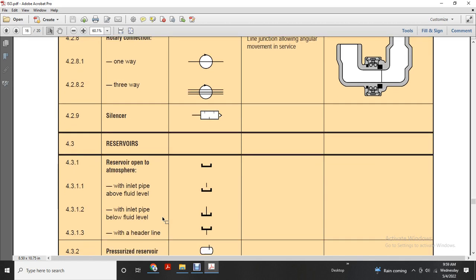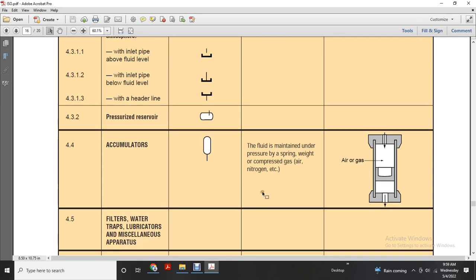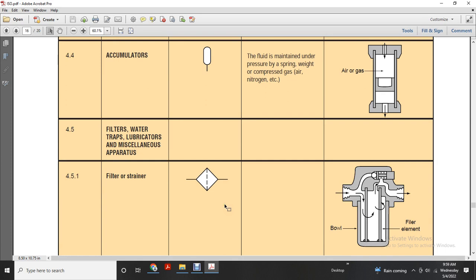Inlet pipe above fluid level. Inlet pipe below fluid level, with header line. Pressure reservoir: accumulated fluid is maintained under pressure by spring, weight, or compressed gas, air, or nitrogen. Filter, water traps, lubricator, miscellaneous apparatus. Filter and strainers. Shows the bowl and filter elements.